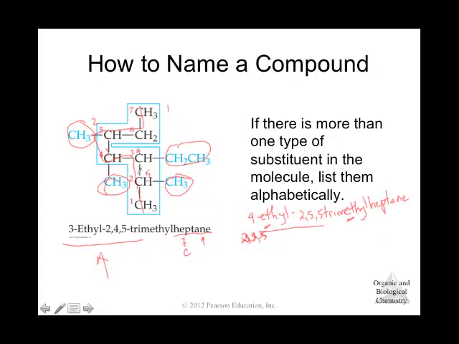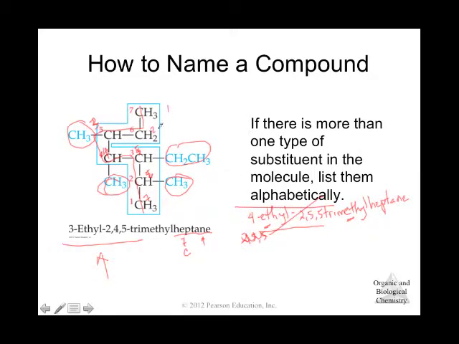I needed to say tri so that it would be understood that there are three methyl groups. Oh, my bad. They are not on the same carbon. It's 2, 4, 5. So by my other numbering system, that was not correct. It'd be 1, 2, 3, 4, 5, 6, 7. So I did not do that right at all.